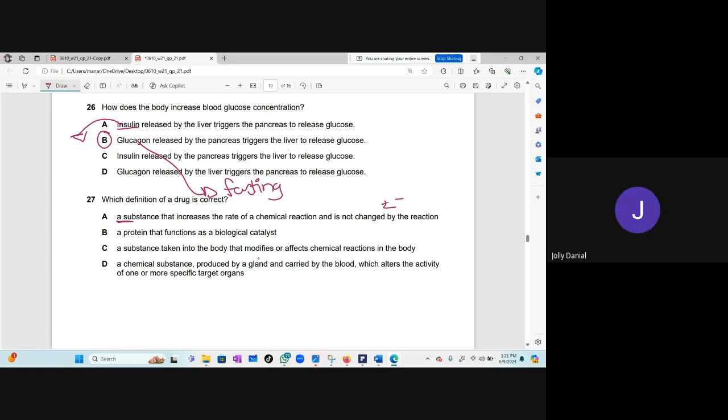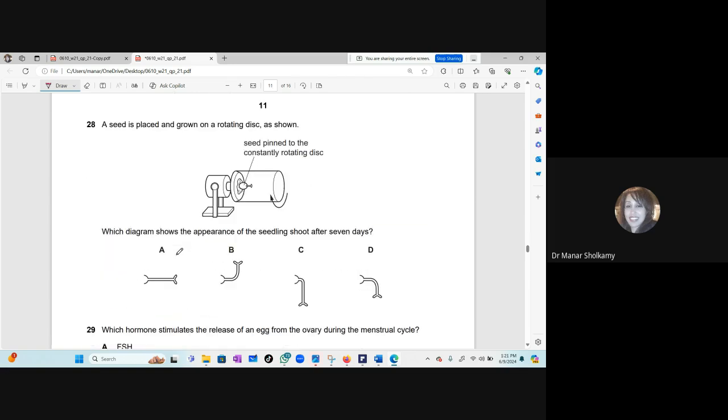Enzyme. Well done. Enzyme: a protein that functions as a biological catalyst. This is also an enzyme: a substance taken into the body that modifies or affects chemical reactions in the body, or a chemical substance produced. Yes. Okay, good. I hope you get an easy exam.